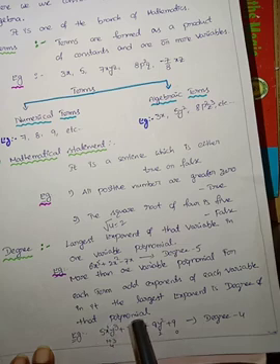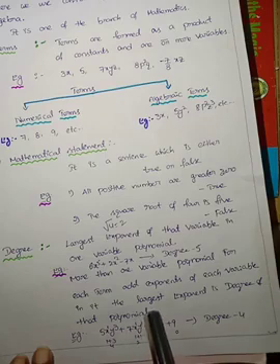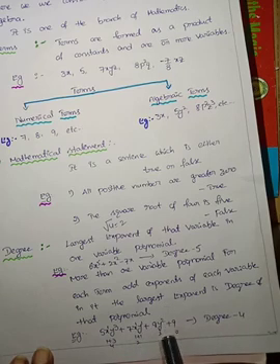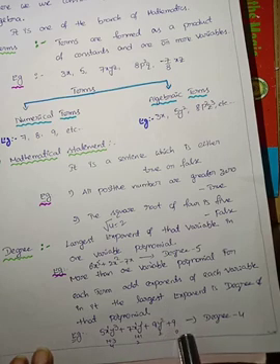Here x exponent 1, y exponent 1, 1 plus 1, 2. In 9y square, there is only one variable, that is y, so the degree of this term is 2. The constant degree is 0.